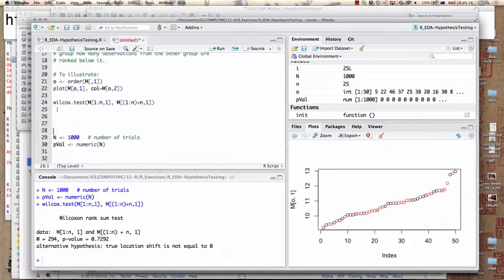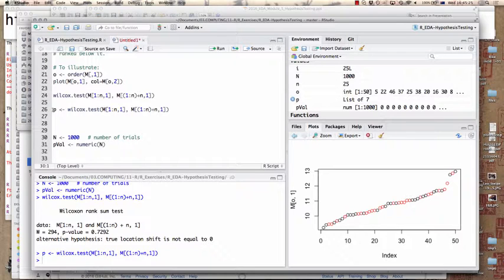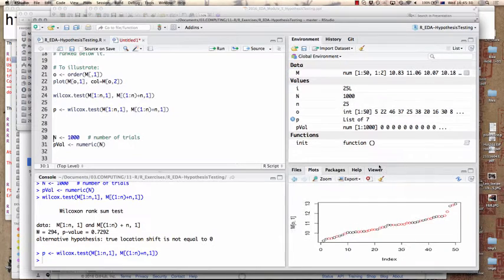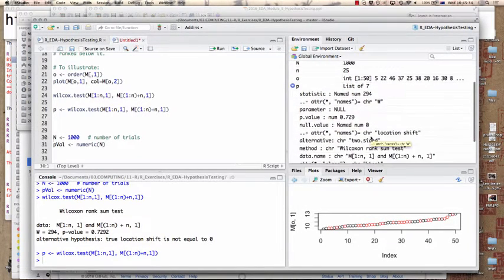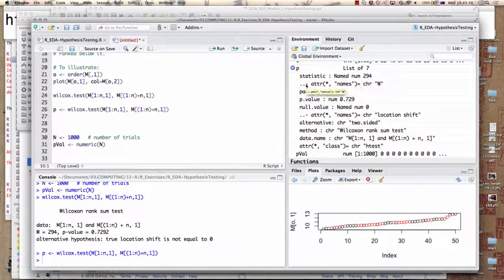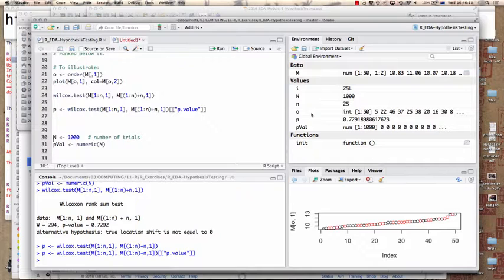So let's try this here. So this P is a list of 7 different items. And the different items are statistic and attributes, parameters, p-value, null value, alternative, method, data name, and so on. And this is what we're looking for. So the p-value is a title of our list. Okay, now I need to go through trial and error. Either I do this, and now my p is this p-value.